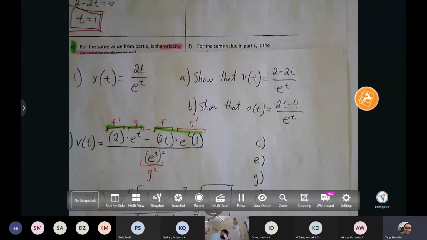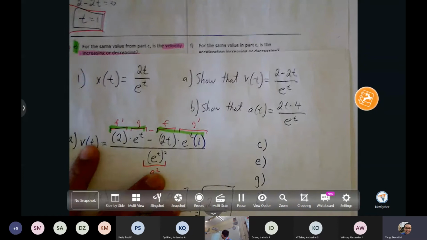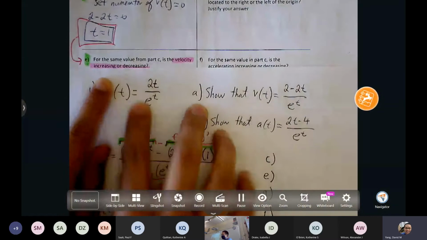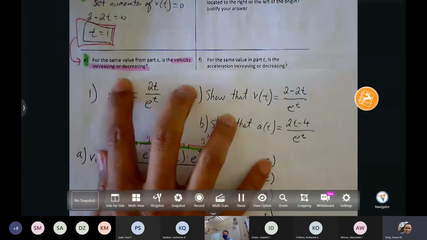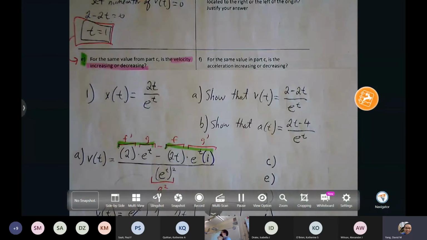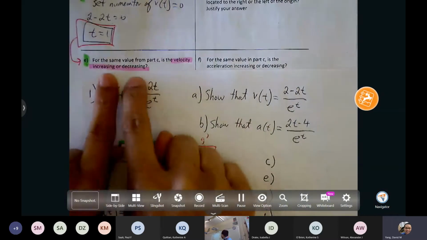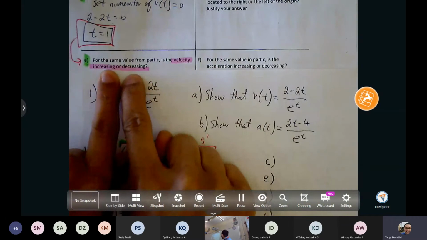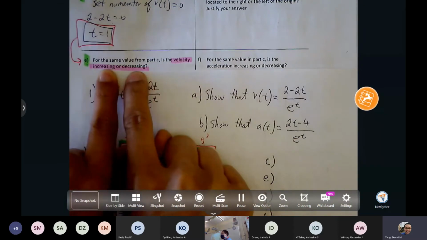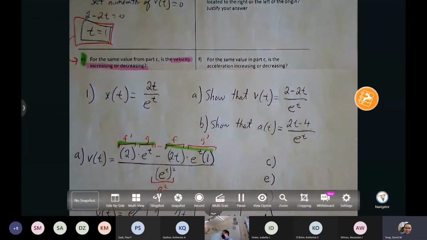Okay. Part E. For the value that we found from part C, which was t equals 1, is the velocity increasing or decreasing? So how do we determine increasing, decreasing velocity? Where do we look? The wording is a little misleading. It's not actually talking about velocity. You see that word increase, decrease? It's talking about the rate of change of velocity. So without saying it, it's telling us to look at acceleration.